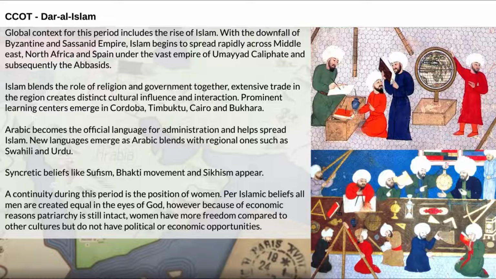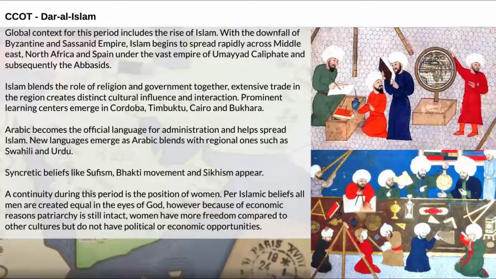CCOT, Dar al-Islam. The global context for this period includes the rise of Islam. With the downfall of the Byzantine and Sassanid or the Persian Empire, because Islam was rooted in the Judeo-Christian religion, it begins to spread rapidly throughout the Middle East, North Africa, and Spain under the vast empire of the Umayyad Caliphate and subsequently the Abbasids. Islam blends the role of religion and government together.